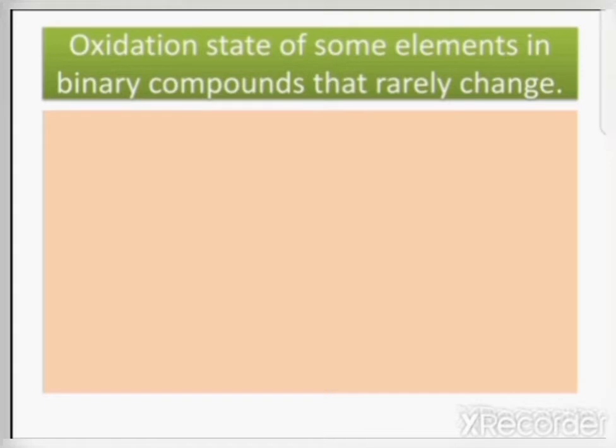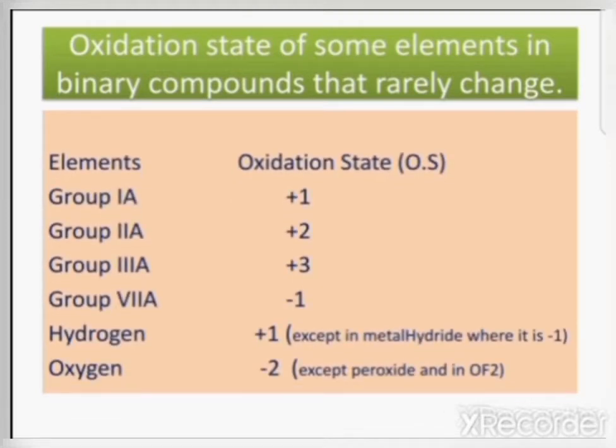Oxidation state of some elements in binary compounds rarely changes. In this table, you are provided with some elements from the periodic table whose oxidation state rarely change. For example, all the elements of group 1A have the oxidation state +1. Elements of group 2A show the oxidation state of +2. Group 3A show the oxidation state of +3. All the elements of group 7A have oxidation state -1.